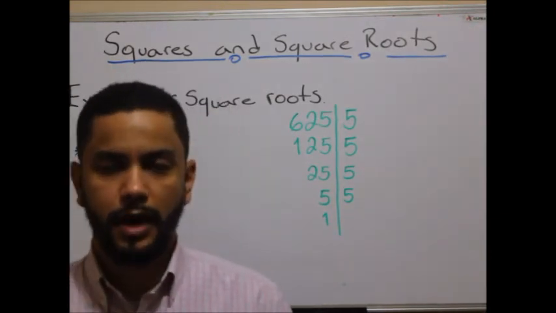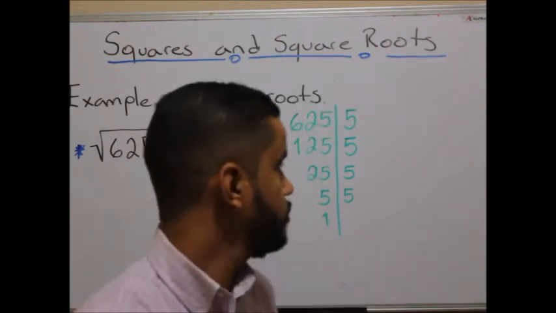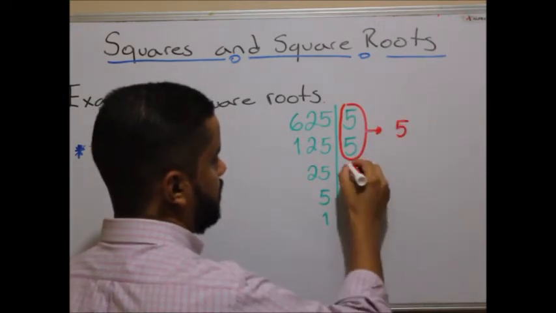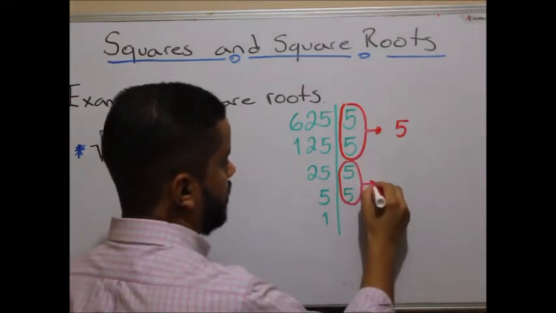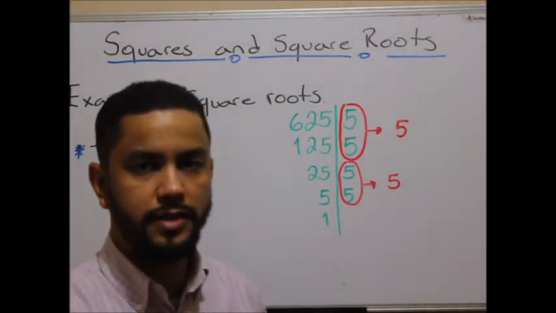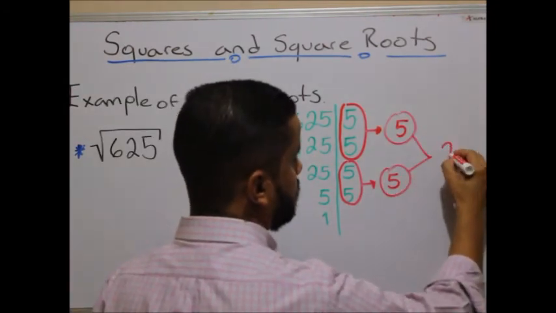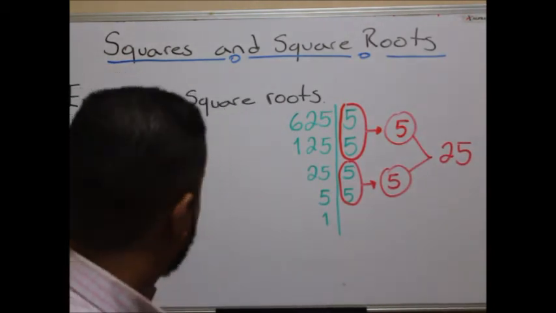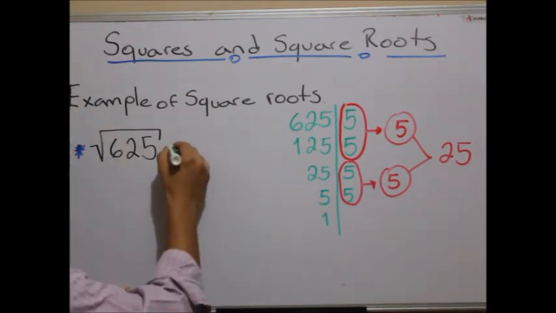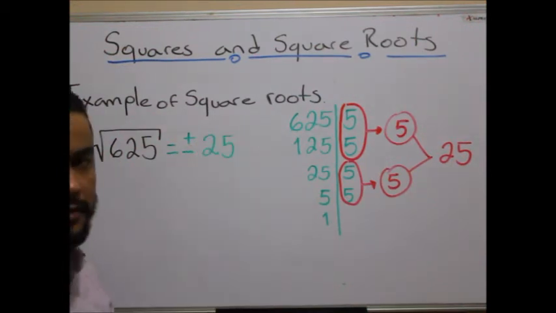Now, we are talking about the square root, and a square means 2. So we're going to make pairs. Here is one pair, and we take out one 5. Here is another pair, and we take out one 5. Once we do that, we multiply the numbers we took out. So 5 times 5 is equal to 25. So we can say that the square root of 625 is equal to positive and negative 25.